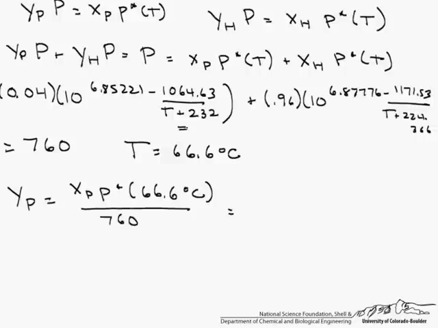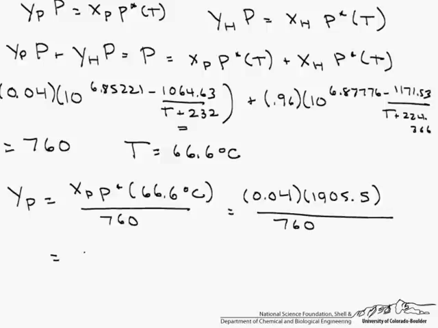So this is 0.04 times 1905.5 millimeters of mercury divided by our 760 millimeters of mercury, and that's going to equal 0.101. We can also find our Y sub H because that equals 1 minus 0.101 or 0.899. And you would expect these kind of numbers because we had much higher mole fractions in the liquid that came off of the top.